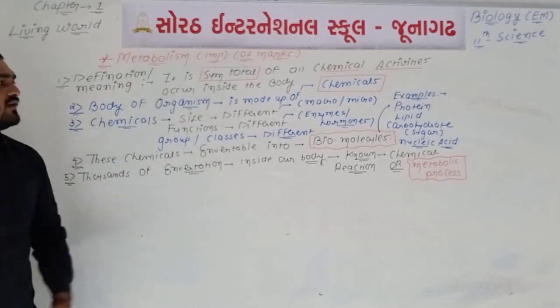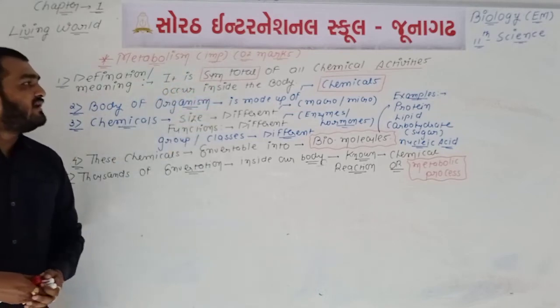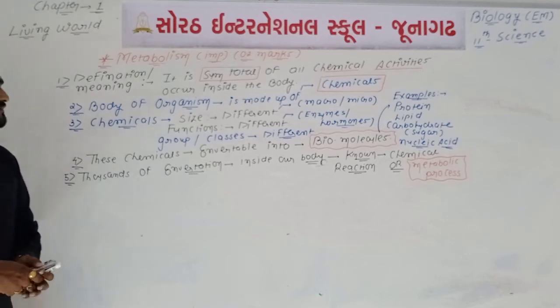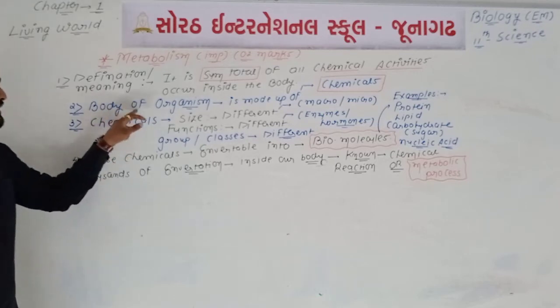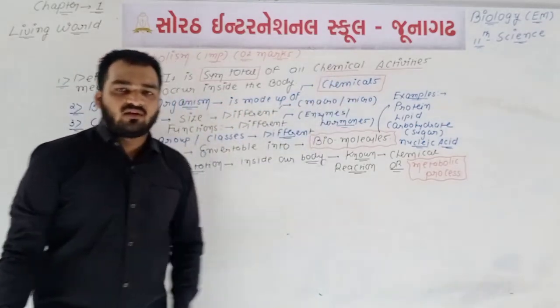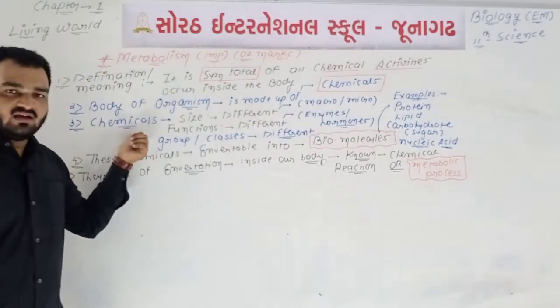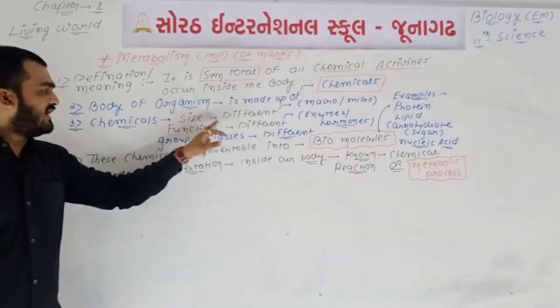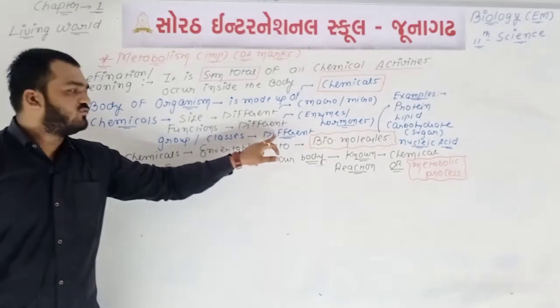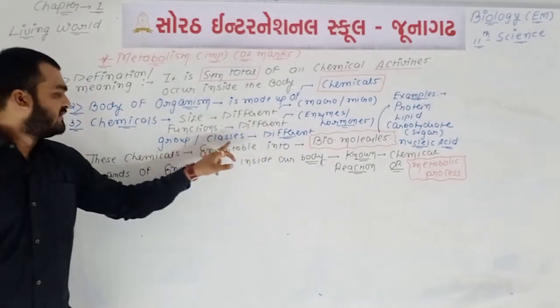The sum total of all chemical activities occurring inside the body is known as metabolism. You know that the body of an organism is made up of different types of chemicals. These chemicals differ according to their size and their function, and they belong to different groups or classes.